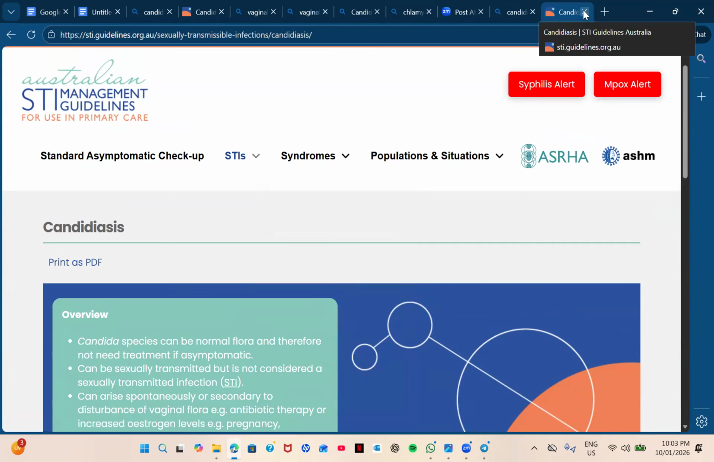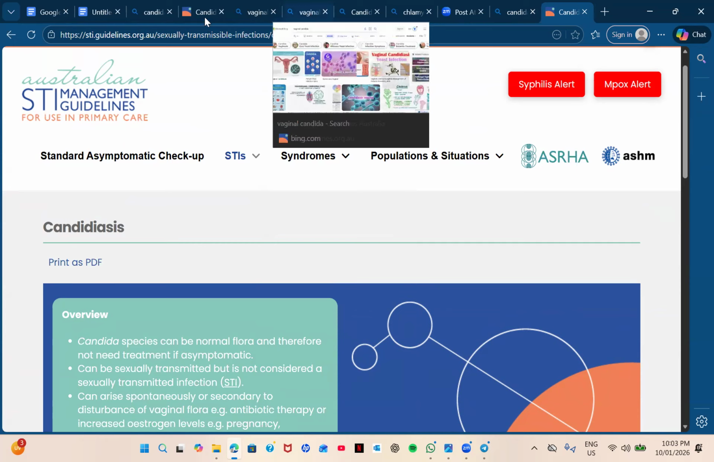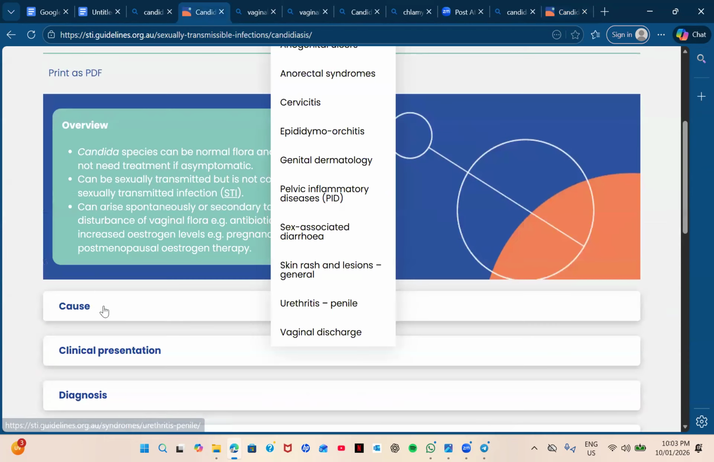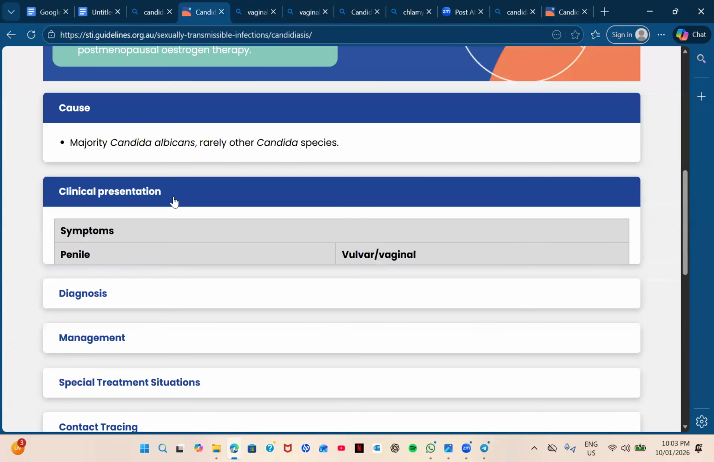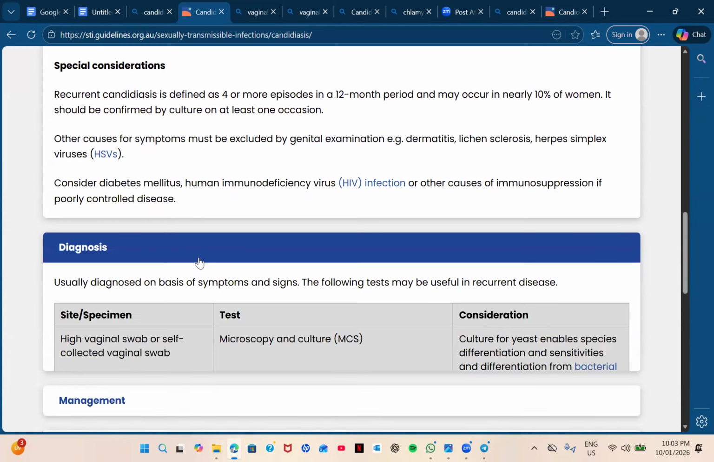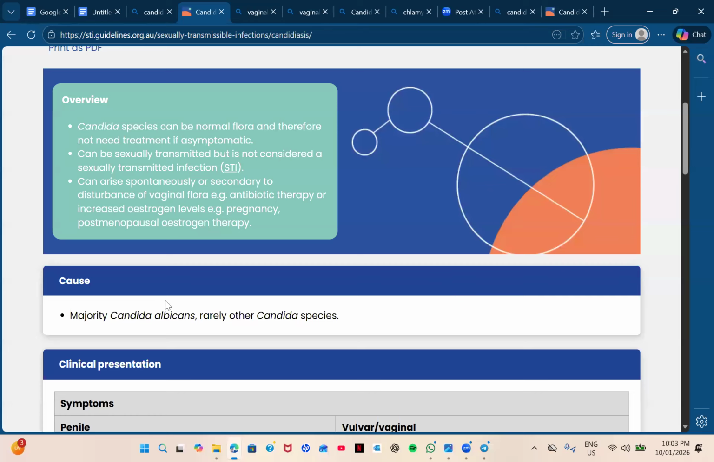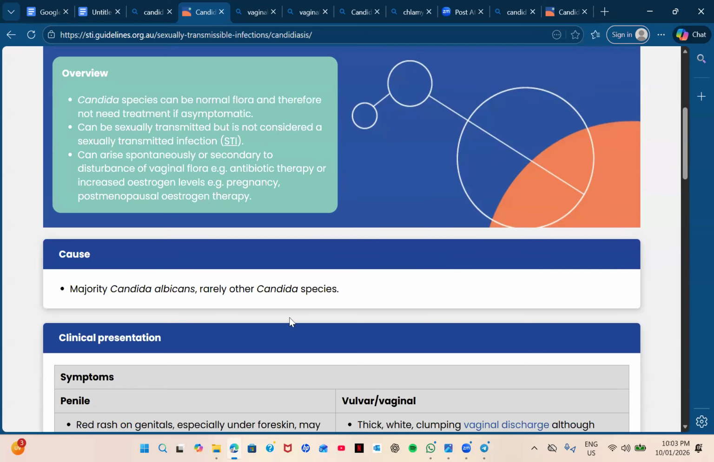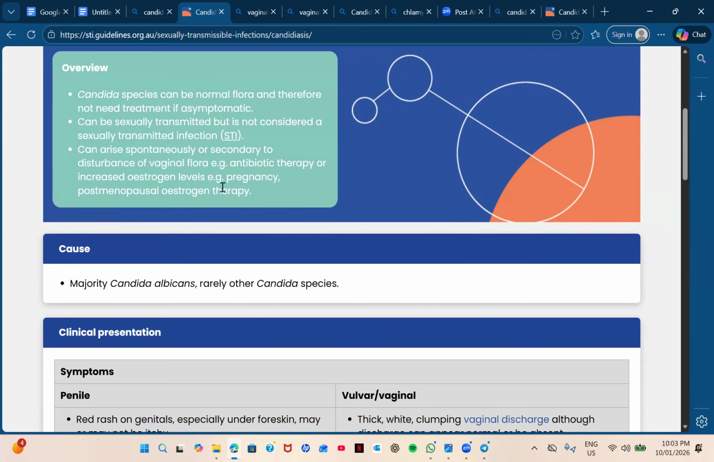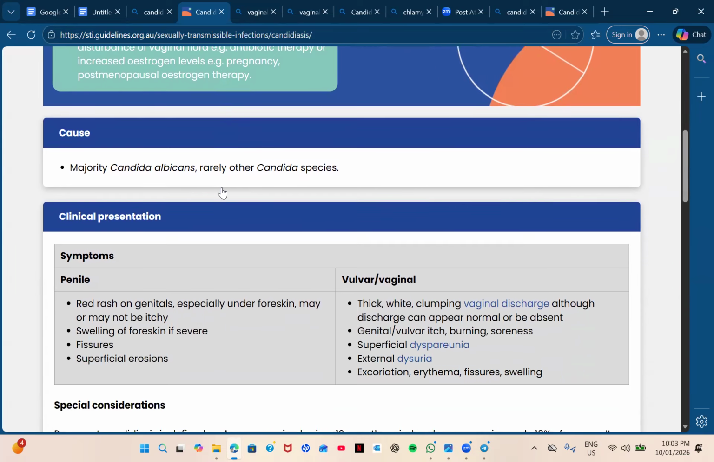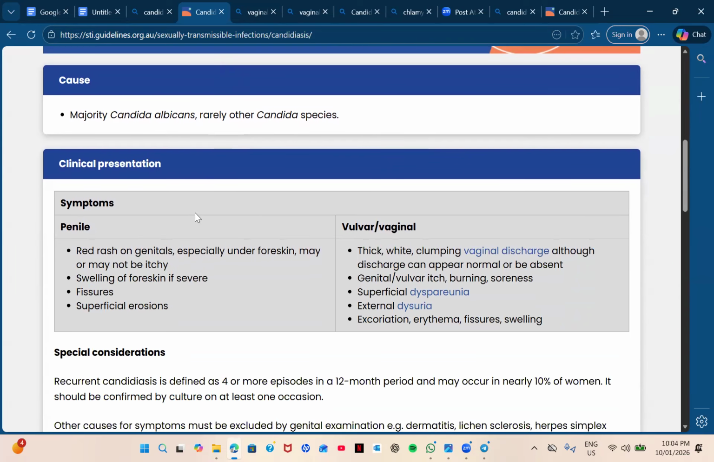First of all, let's start with candidiasis. So what is candidiasis? Let's begin. What is the causative organism of candidiasis? The majority is Candida albicans, and rarely other Candida species can cause candidiasis. It's a fungal infection.